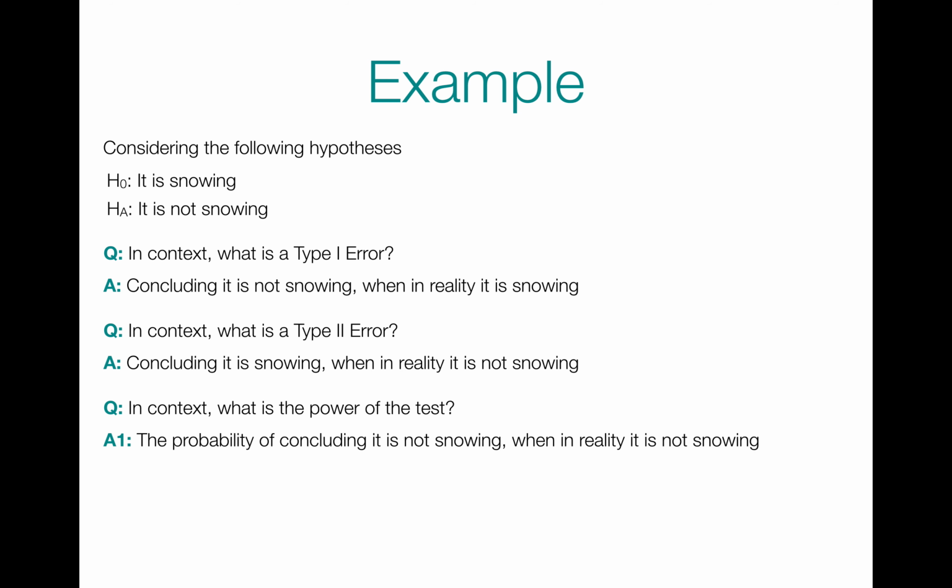Important part here is you have to start with the probability of. The power is a probability, it's not a decision. That's kind of a weird way to word things, so there's another option. You could say the probability of correctly concluding that it is not snowing. So that's another variation on the wording there.